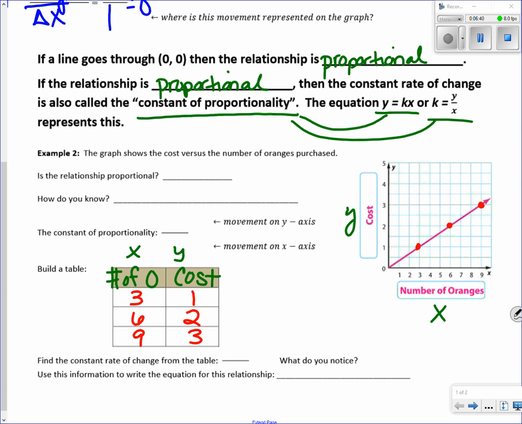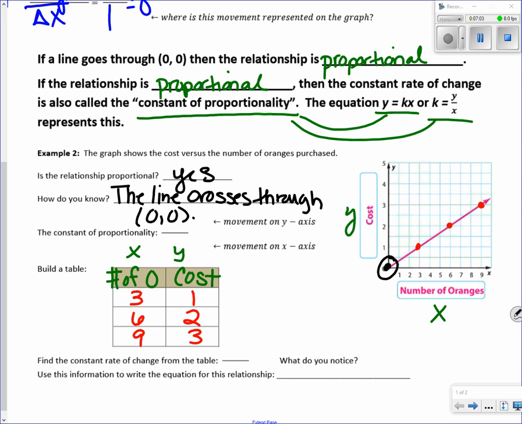So you don't even have to do any work for that. If I look back here on my graph, because it crosses at 0, 0, then I'm going to say, yes, my graph is proportional. And how do you know? I'm going to say the line crosses through, and I'm going to use the graph 0, 0. Okay? So let's go to our table and let's find our change in x, change in y.